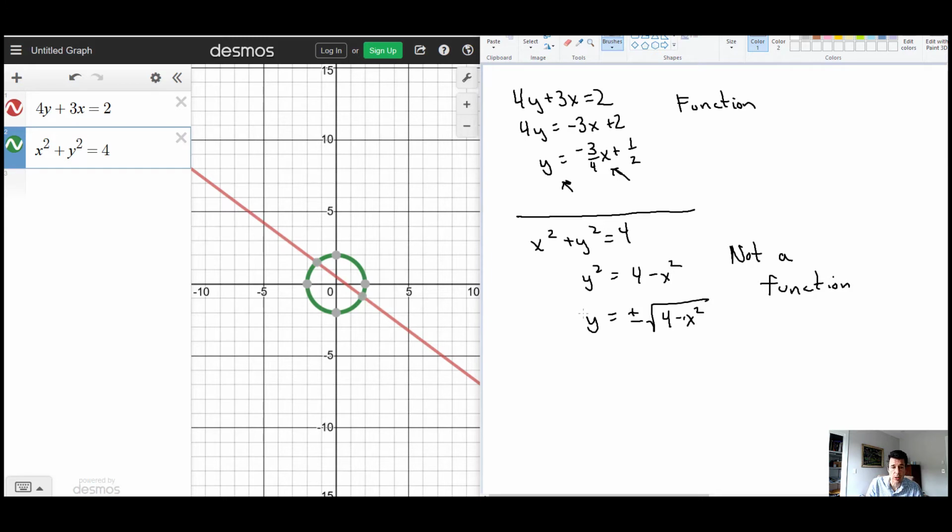Now, another way we can look at functions, if we go back to our graph for a moment, if we can draw a vertical line and only intersect that equation once, then it's a function. If we intersect that equation more than once, then it's not a function.